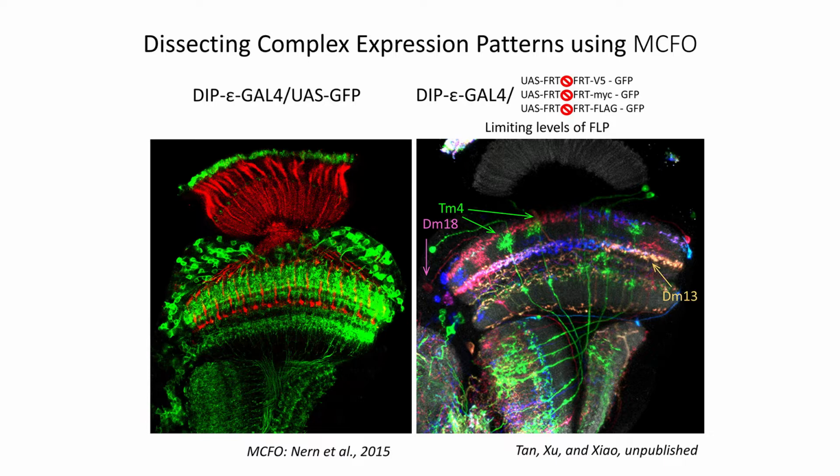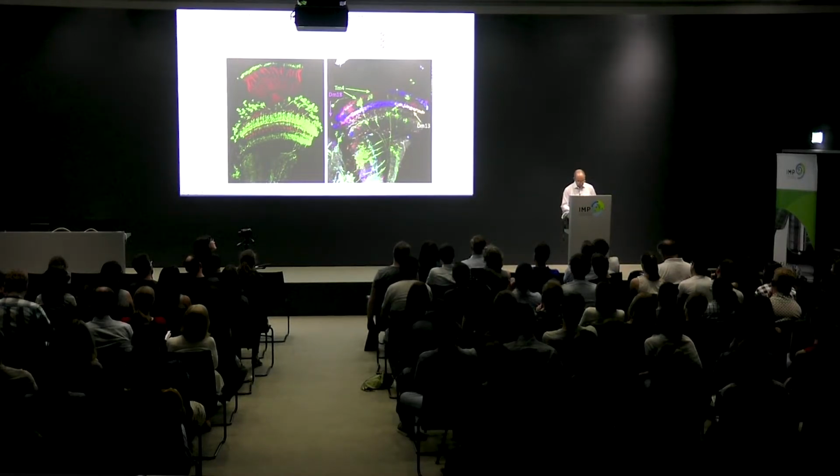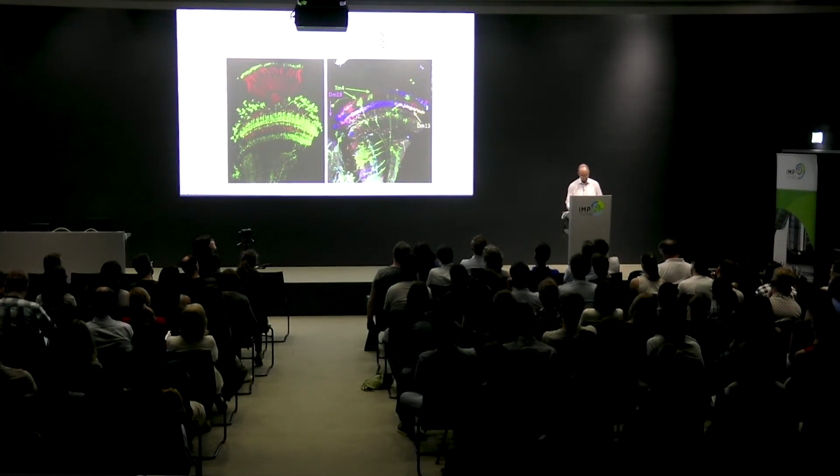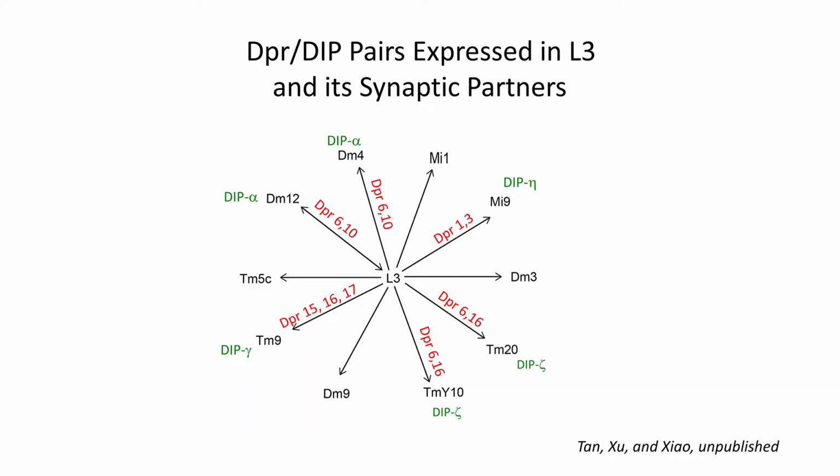So this is a neuron that plays a role in the off pathway of motion detection, called T4. Another one called the DM18 neuron, which has this beautiful broad arborization through very large extent of this layer in pink. So by comparing this expression to the biochemistry and to the connectome, we found that many of these DIP-DPRs are expressed in synaptic partners.